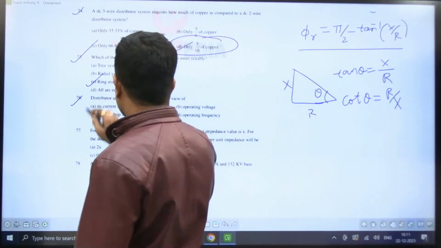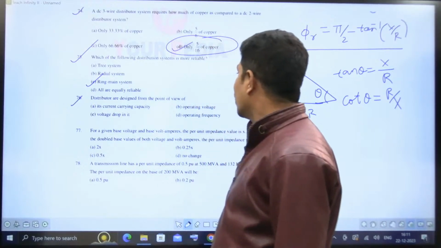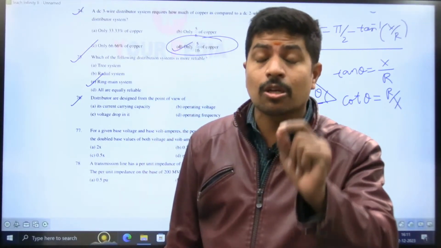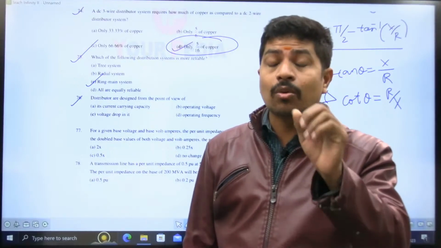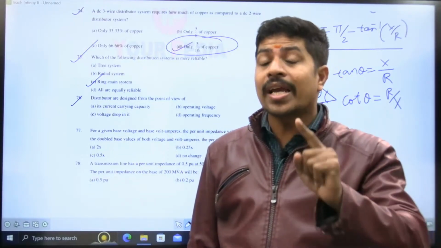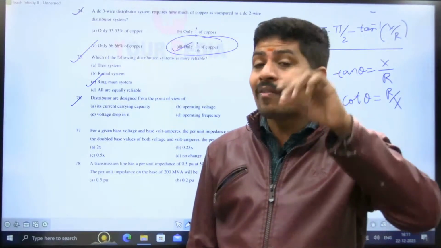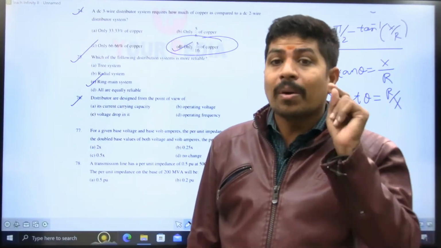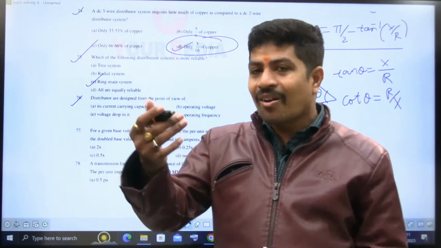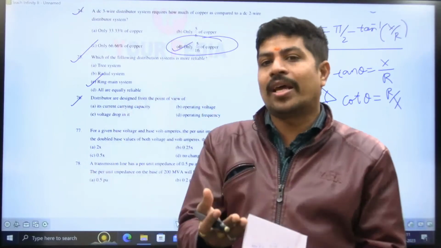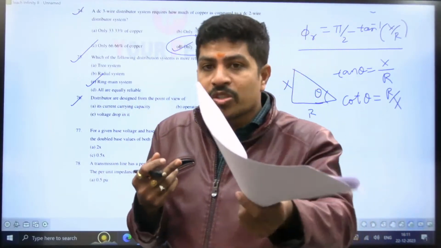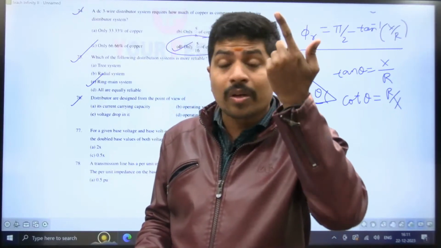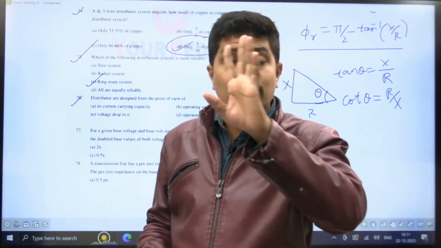Next, question number 76. Distributors are designed from the point of view of? In distribution, the main consideration is voltage drop. We have to design distributors in such a way that low voltage drop is there. We have to design transmission lines in such a way that low power loss is there. Because in transmission, voltage drop is also there, we don't bother, but power loss is important for us. Because we are not connecting any direct consumer to the transmission line, but we are connecting direct consumers to the distribution line. If the voltage drop is high, and the receiving end voltage to the consumer is less, then the consumer is going to feel unhappy and is going to complain.